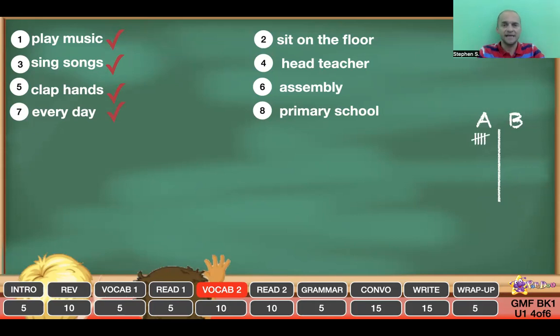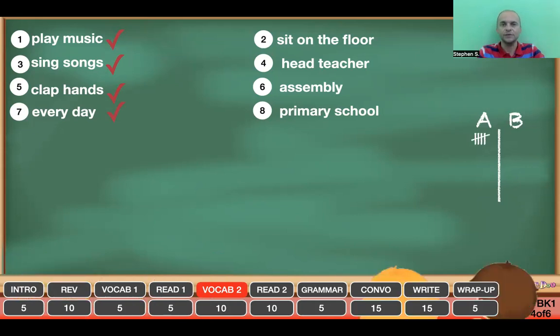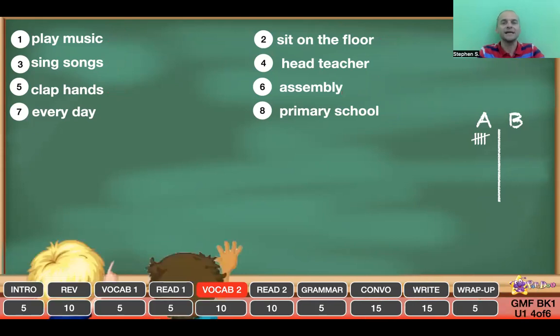Now team B stands up and team B has to say 2, 4, 6, 8. Sit on the floor, good. Head teacher, good. Primary school, good job. Okay, they got 1 wrong, so they get 0. Now team A has a chance now to read 2, 4, 6, 8.